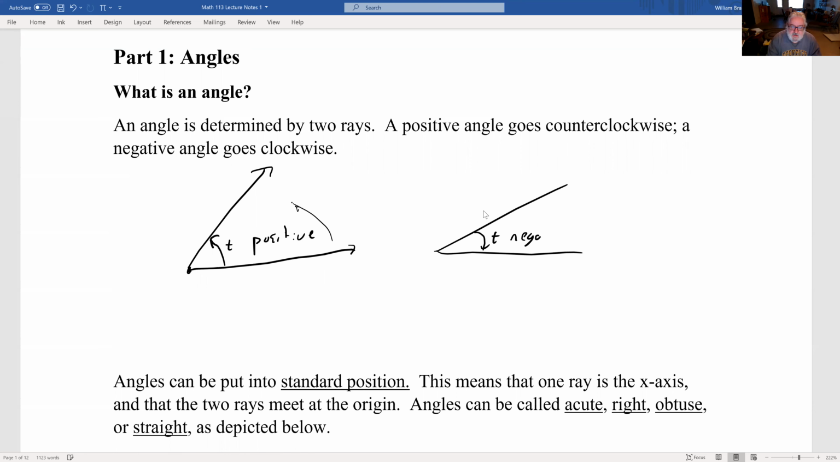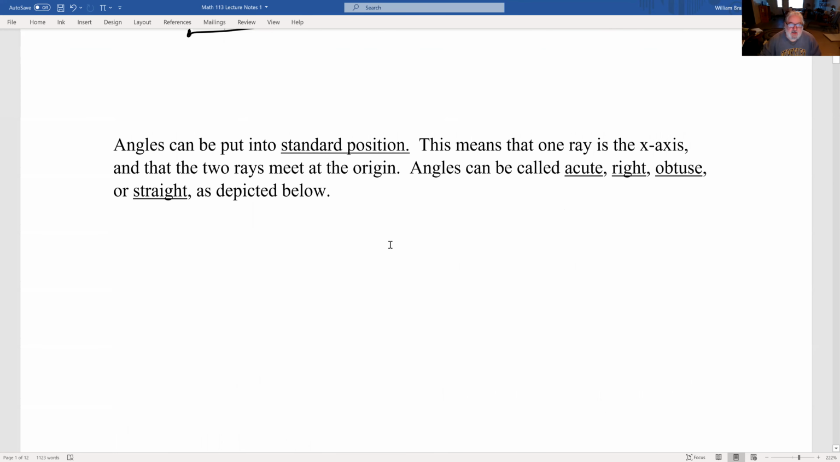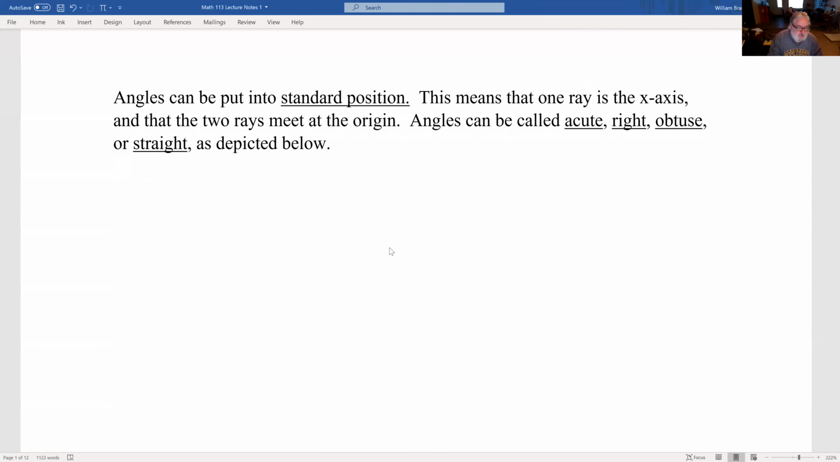We usually call angles T or theta. It's the Greek letter theta. I suppose I should write that down. Okay, so angles can be put in standard position, right? You can draw them all over the place, but a standard position for an angle is, here's my x-axis and my y-axis, to have one ray be the positive x-axis, and then the two rays meet at the origin.